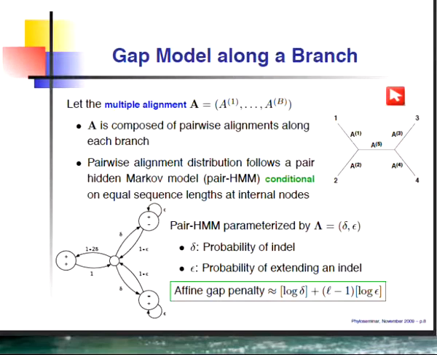Then we can come down with a very simple process that gives rise to the pairwise alignment of sequences. And one of the simplest processes that you can think of is defining these pairwise alignments as arising from a paired hidden Markov model. So a paired hidden Markov model emits a number of states, and it's paired because it emits observations on both ends of the branch, and it follows a very simple process.